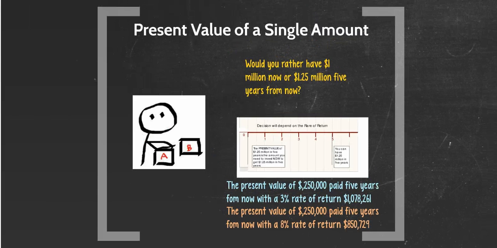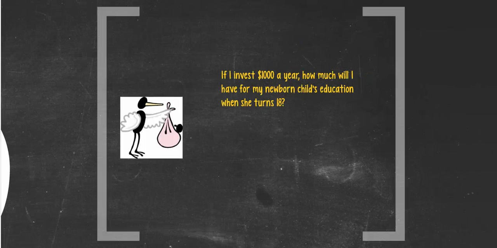Let's look at another question. Suppose that you invest $1,000 a year. How much will I have for my newborn child's education when she turns 18? This is a question which might be relevant to some of you. You have a newborn child, you invest $1,000 a year. How much will you have when the child turns 18?